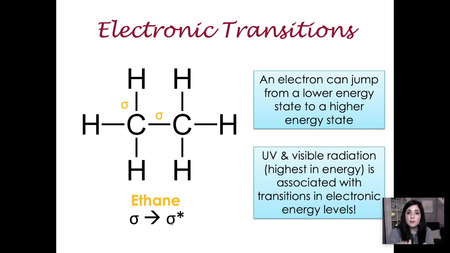It takes quite a bit of energy in order for electrons in bonds to jump up to a higher energy level. So basically, all you need to know for this is that it takes ultraviolet and visible light radiation in order for molecules to go through electronic transitions. And that's when their electrons go from a lower molecular orbital to a higher molecular orbital.